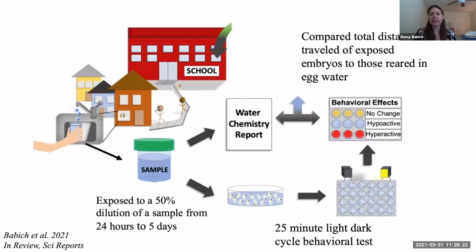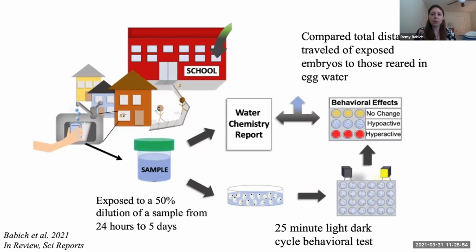And in this case, I exposed zebrafish embryos in 50% diluted water samples in egg water from 24 hours of age until 5 days of age, at which point they're considered to be at their larval stage. I then measured this 4-day exposure impact on behavior using the Danio vision and specifically a light-dark behavioral test. The data that I extrapolated was in the form of total distance traveled over a period of 25 minutes.